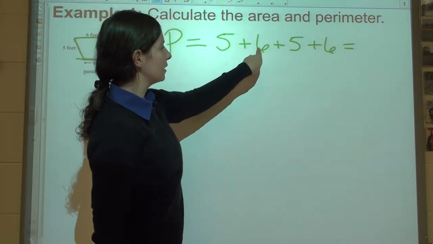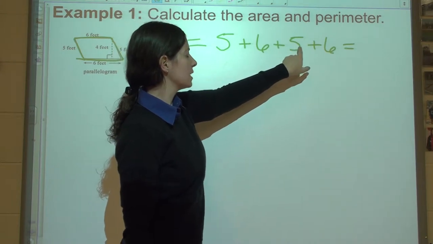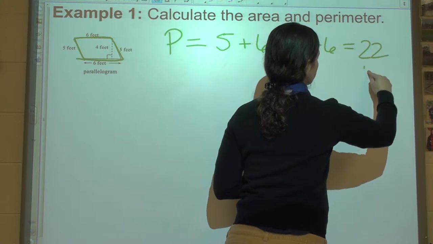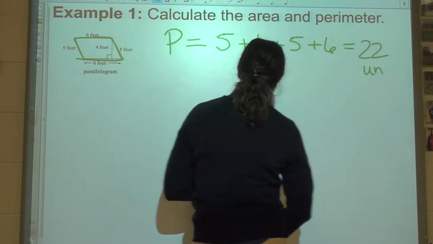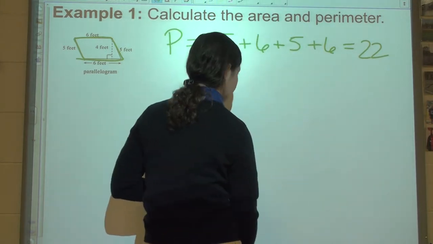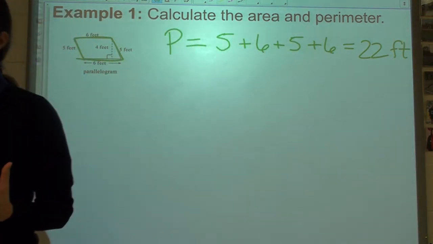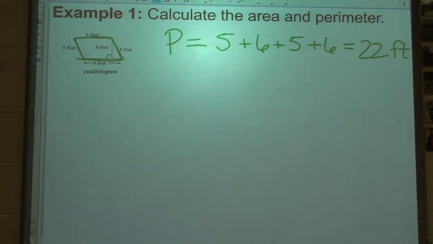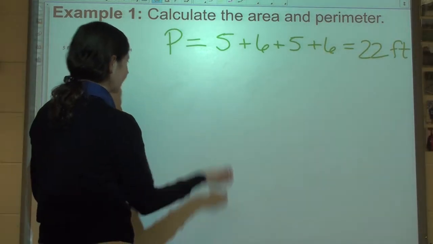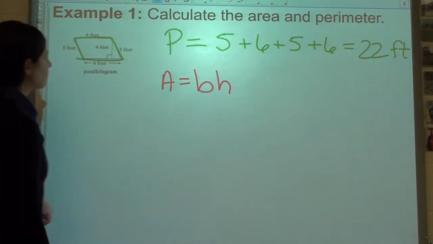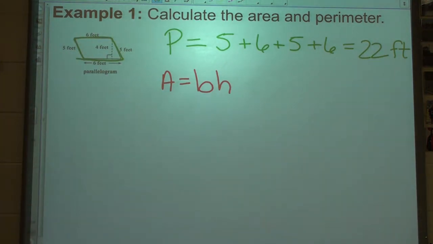5 plus 6 is 11, plus 5 is 16, plus 6 is 22. And of course, we don't want to forget our units. Sorry, it's feet, 22 feet. Remember that perimeter is in units and area is in units squared. Now for the area of a parallelogram, we've got base times height. Now remember, your base and your height are perpendicular.